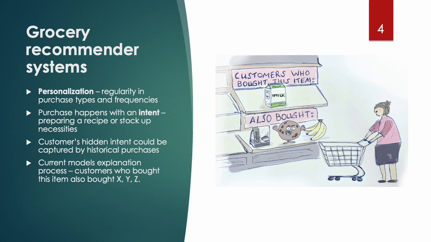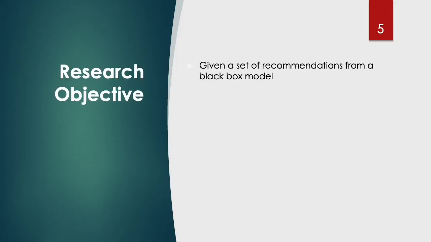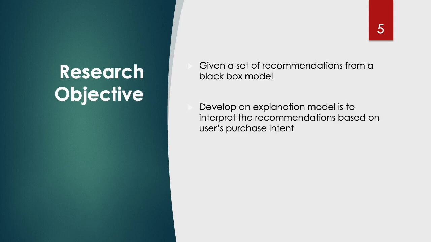Current recommendation systems suggest things like customers who bought milk also bought bananas, milk, and coffee, which are very generic recommendations. But my research objective is to give a set of recommendations from a black box model and explain them. So I will employ any black box model, and from that I will develop an explanation model to interpret the recommendation based on my user's purchase intent.